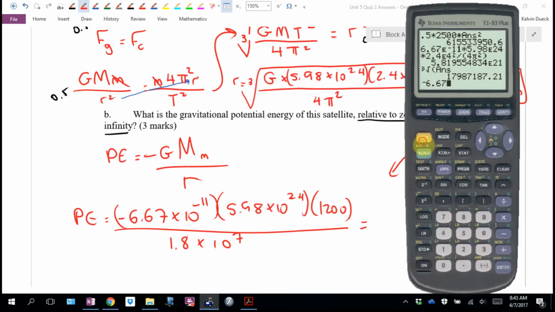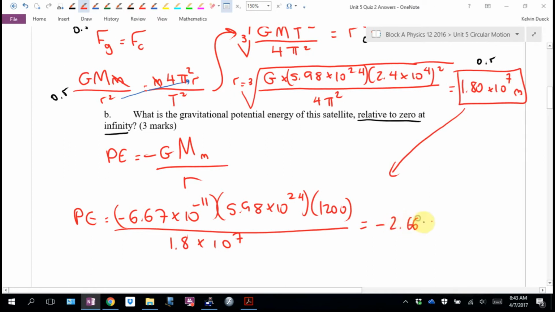Negative 6.67 times 10 to the negative 11 times 5.98 times 10 to the 24th times 1,200. Don't want to make typos here because I'm going to use my answer button. Do you get negative 2.66 times 10 to the 10th? Why negative? Because we're still in the bottom of Earth's gravity well, and we still have to add energy to get out of that well to get to an energy level of 0. That gets you 3 marks. I don't know why I made that one 3 marks. That was more plug and chug. I guess 1 mark, 1 mark, 1 mark. Next page.